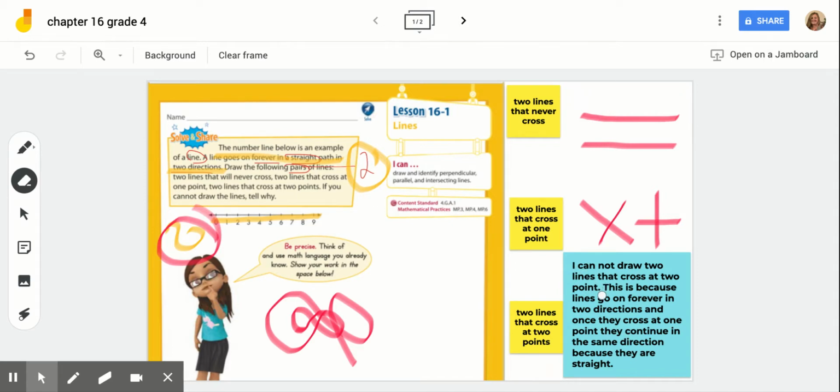All right, let's see. The number line below shows an example of a line. Yes, we have a line right here. A line goes on forever in a straight path in two directions. Yep, we have 2 arrows at the end showing that. If there were not 2 arrows there and there were dots or circles, that would be a different story. Draw the following pair of lines. We have 2 lines that will never cross, 2 lines that cross at one point, and 2 lines that cross at 2 points. We explain that right here. I think that is a significant job, fantastic, great with our solve and share. So let's turn the page to our visual learning bridge.